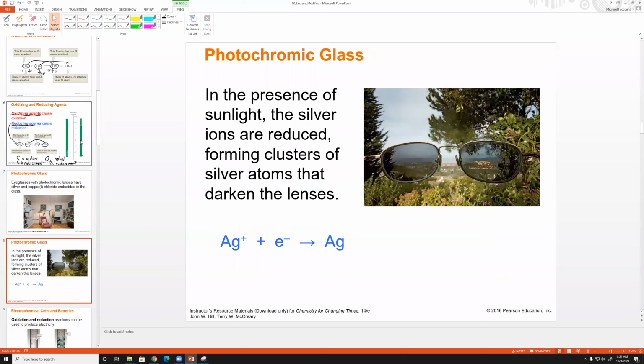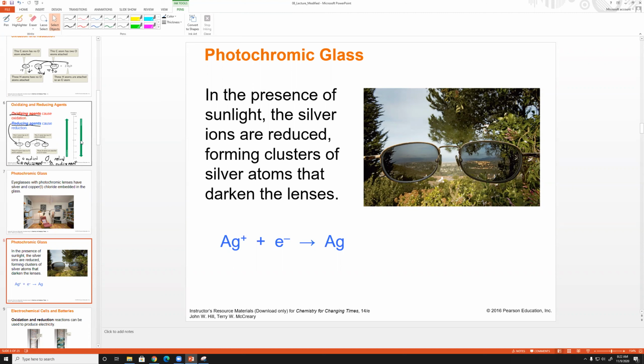So basically what happens is it involves silver. Now there's actually pieces of silver ions in the glass. And what that does is when it's reduced, it forms a darkening because instead of it being charged, it's more inert. So it causes it to block light more.